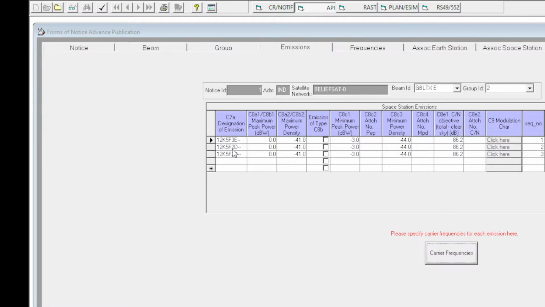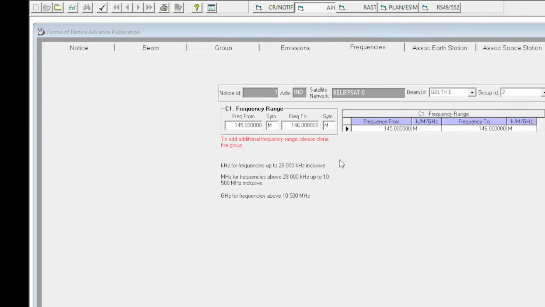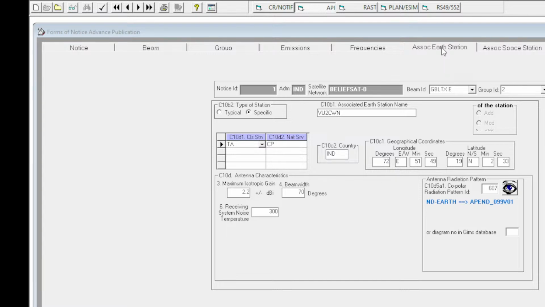And the same is done for the digital as well. Now moving on to frequencies, the range is taken from 145 to 146 in VHF, then the associated earth feature values would remain the same.